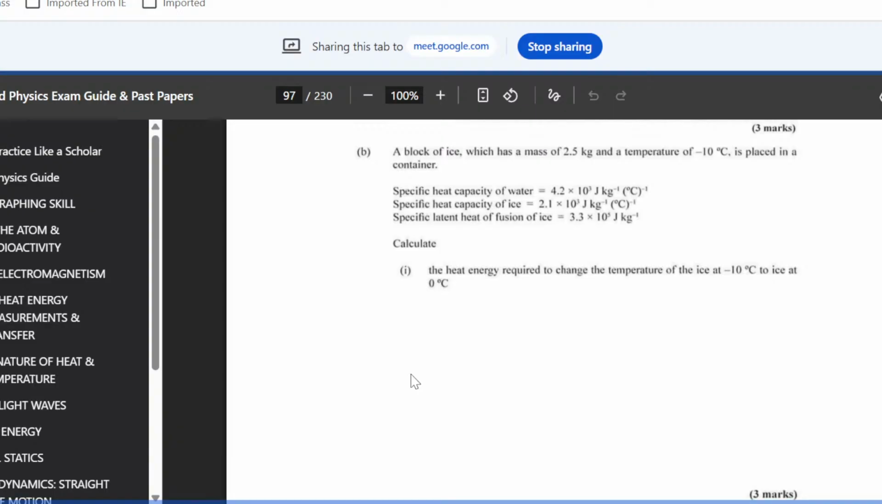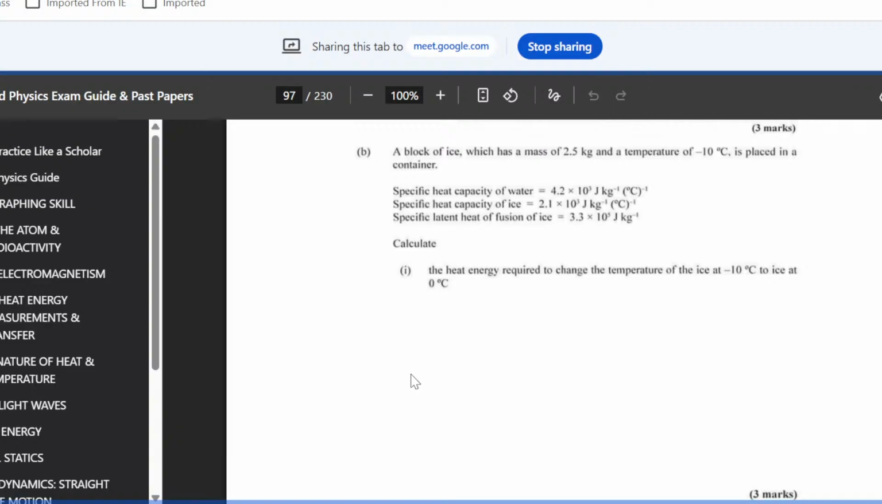So it would be 2.5 times, what's the specific heat capacity? 2.1 times 10 to the power of 3. Right, so that's 2,100. So it will be 2.5 times 2,100 times the delta T.